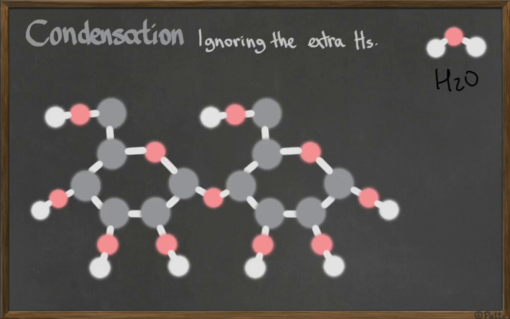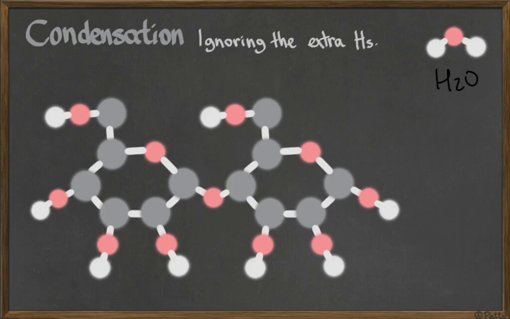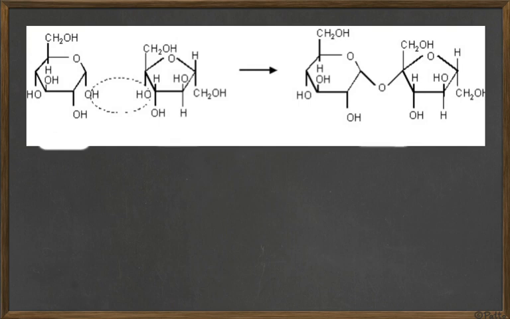So what we have here is a monosaccharide, another monosaccharide, and they are bonded together here with an oxygen in the middle of them. We have now a disaccharide. This molecule is called maltose, two glucoses bonded together by condensation. Okay, so this is how it works.